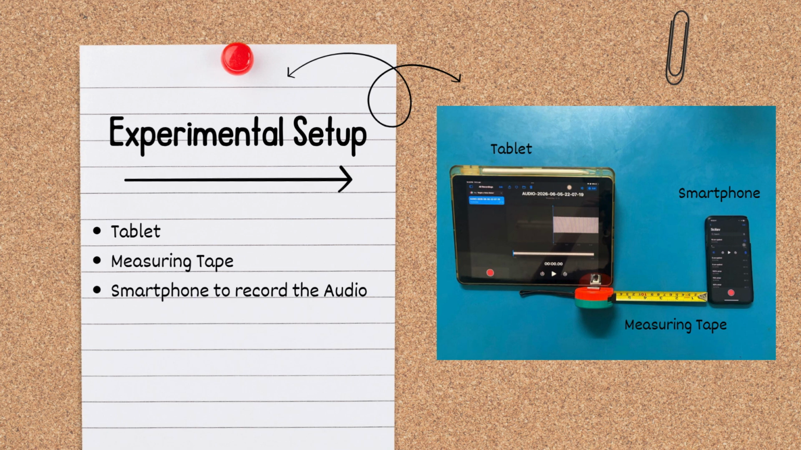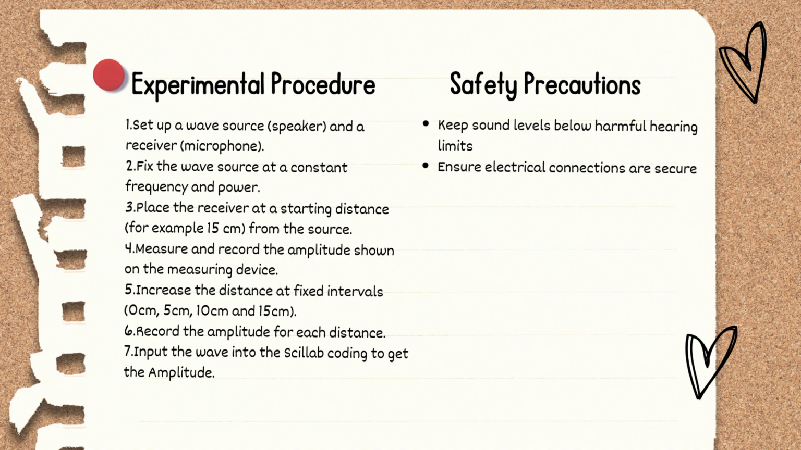And third, a smartphone. Placed at the other end of the measuring tape, the smartphone acts as my receiver, utilizing an audio recording application to capture the incoming sound wave so I can analyze its amplitude. Moving on to my experimental procedure, here is how I systematically conduct the trial. First, I set up the wave source using the tablet speaker and align it directly with the receiver, which was the smartphone microphone. To ensure my data stay reliable and fair, I fixed the wave source at a completely constant frequency and volume power throughout the entire test.